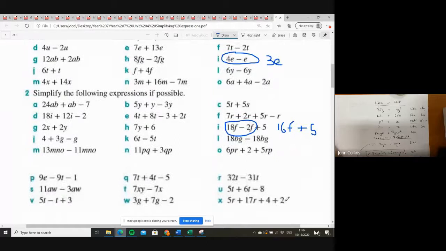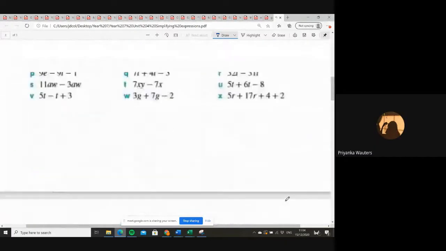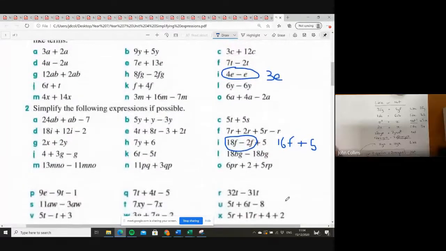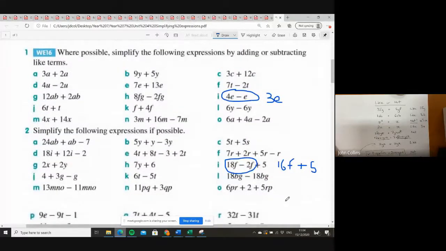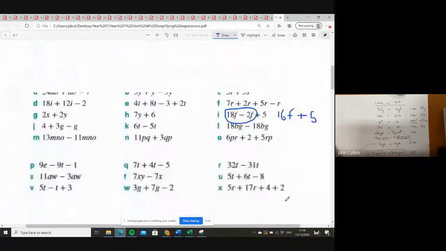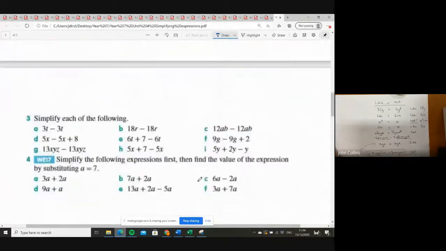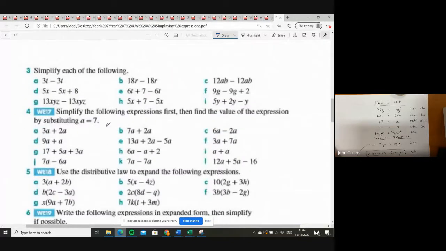That's green. Don't need to write the questions, just the answers is fine. Mr. Collins, do we write if they're like or not? No, you don't need to. Just write the answer. So it should be pretty quick. And you can see then for yellow, it's going to be question 2 and 4. So yellow, you have to do question 2 as well. Question 4 asks you to simplify and then sub in a is 7 at the end. So you get your answer and then you replace a with 7. So a combination of yesterday and today.